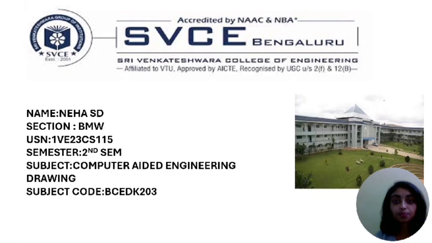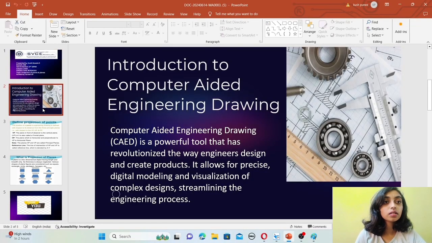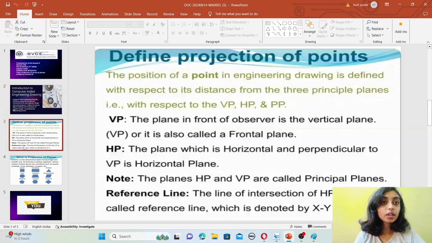BECDK203. Let's understand what CAD, that is Computer Aided Engineering Drawing, is. It is a powerful tool that has revolutionized the way engineers design and create products. It allows for precise digital modeling and visualization of complex designs, streamlining the engineering process. As the topic suggests, about points, let us know them now.